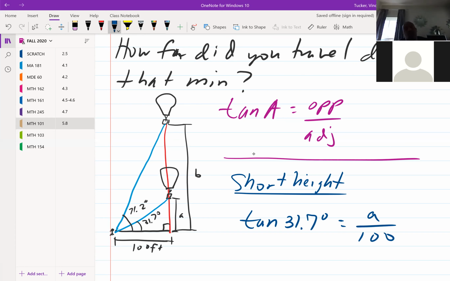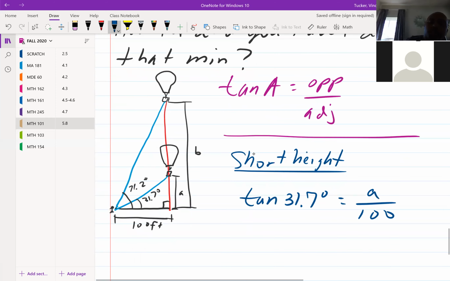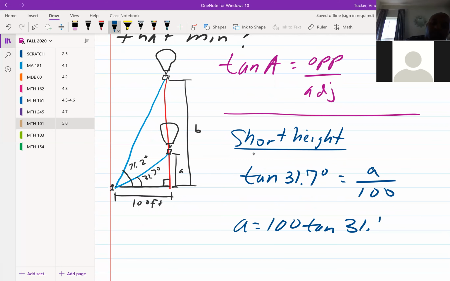All right, so we're looking at the shorter height of the balloon, looking at tan of 31.7 degrees, and that's equal to A over 100. So we multiply both sides by 100. A is going to be equal to 100 tan 31.7 degrees. That would be approximately 61.8 feet.